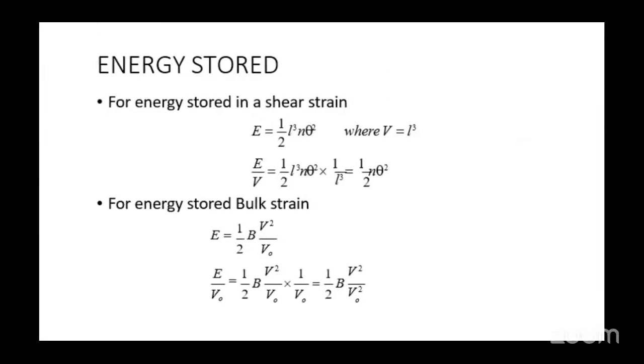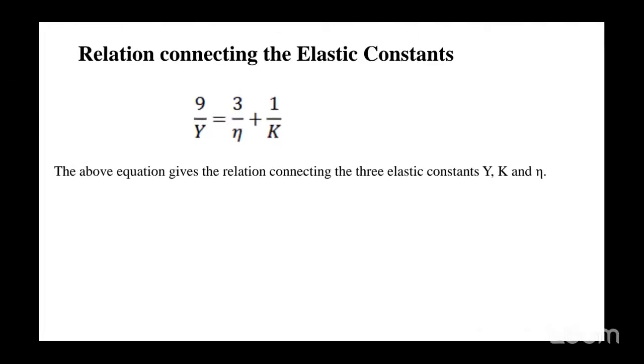We can also use shear modulus to find the energy stored in a shear strain. We can also find the energy stored in a bulk strain using the expression for bulk modulus. Young modulus, bulk modulus and shear modulus have a relationship, which is represented with that formula: 9 over Y for Young modulus is equal to 3 over n for shear modulus, plus 1 over K for bulk modulus.